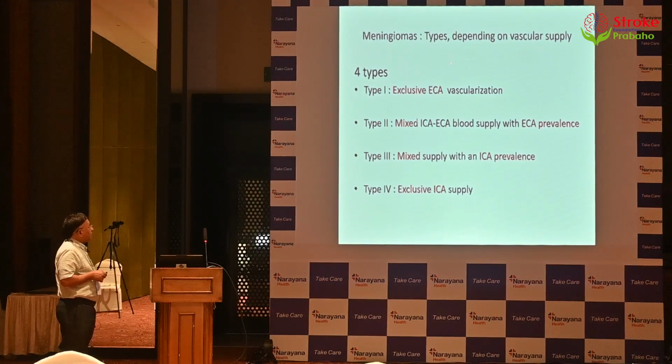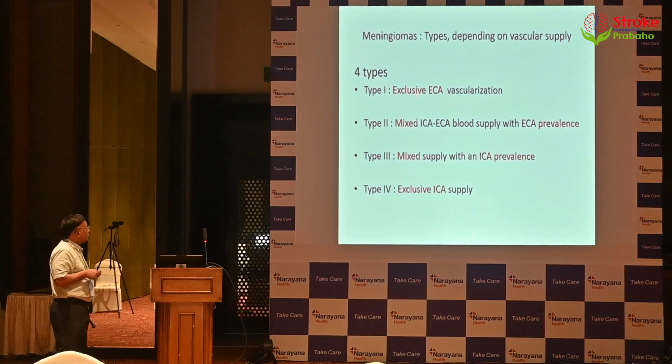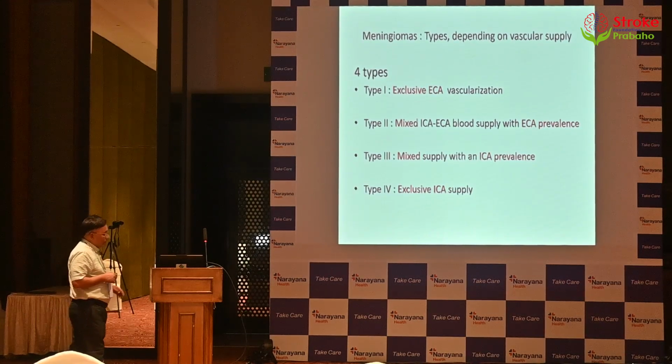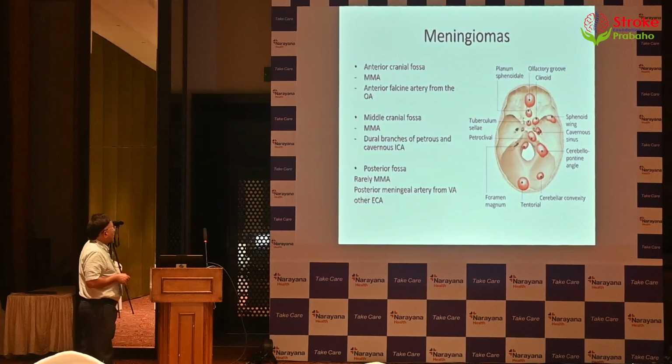So depending on the type of blood supply, we can divide these meningiomas into 4 types. Type 1 is exclusive supply from the external carotid artery. Type 2 is mixed supply. So it has ICA and ECA supply, but predominantly supply from the external carotid artery. Type 3 is again mixed supply, but predominantly supply from the internal carotid artery. And type 4 is exclusive supply from the internal carotid artery. So these are the 4 types of supply present in meningioma cases.